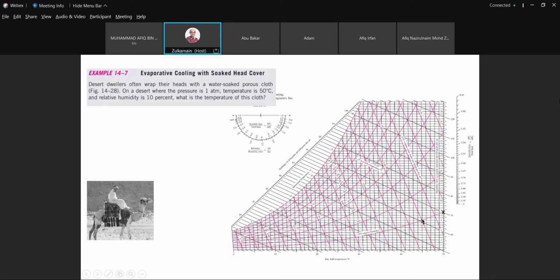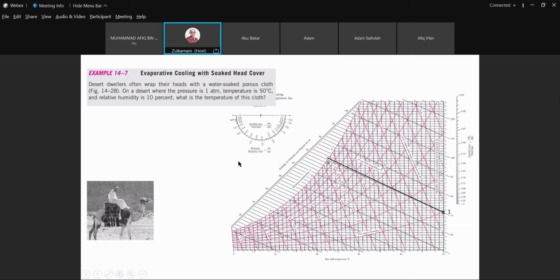This is what we have at state 1, which is 1 atm, 50 degrees C. Okay. And the water is being soaked. So this soaking represents the relative humidity at 10%. So this is the temperature of 50. Then what do we have? We are going to have the cooling process, whereby this cooling process is going towards the dew point. So this is the process up to the dew point.